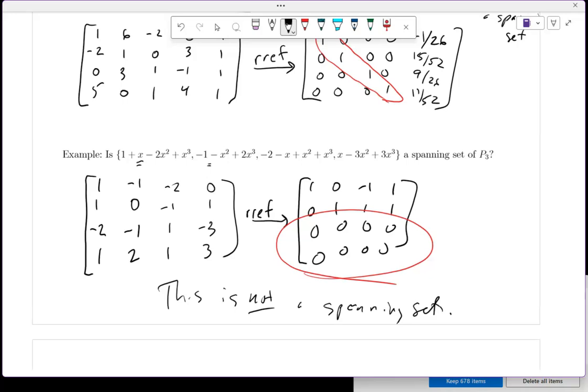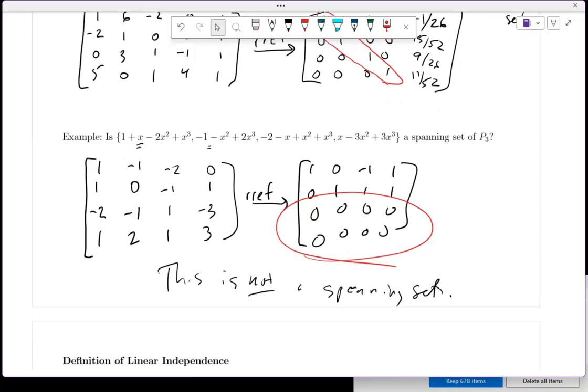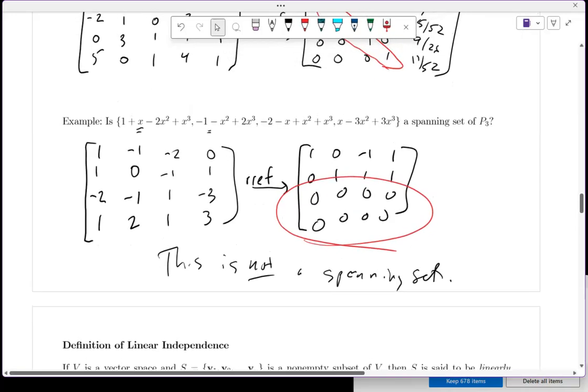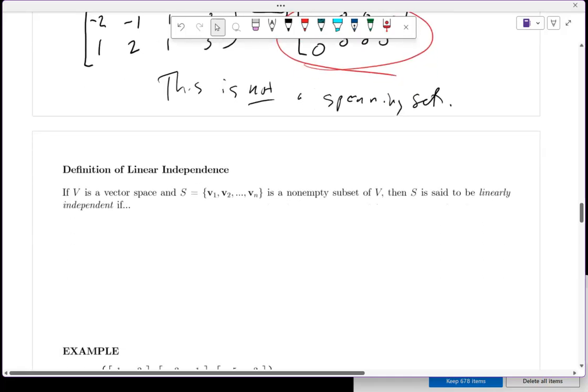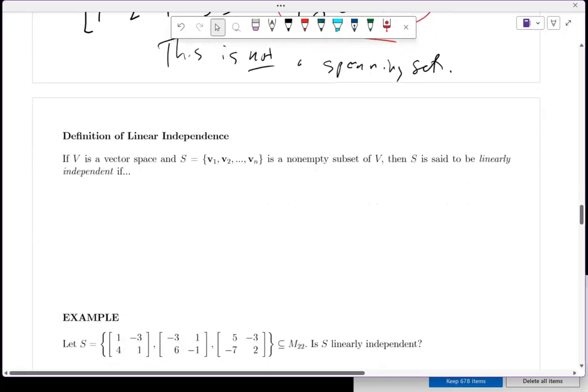Since it's a 4x4 matrix, if it's going to span, it has to be the identity, because we have to have a pivot in every row. If it's going to span, the only way you can get a pivot in every row is if you get a pivot in every column, in that case. All right. Other questions on that?